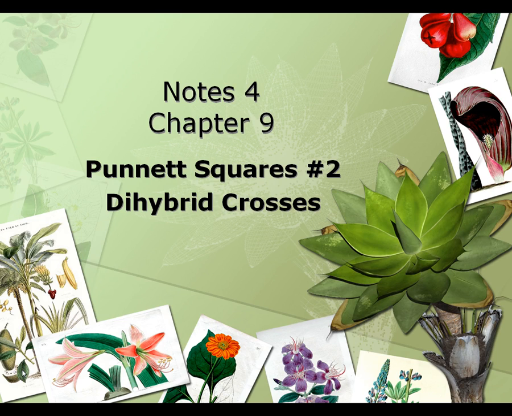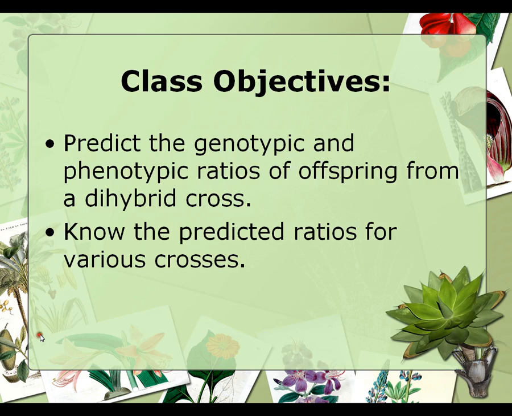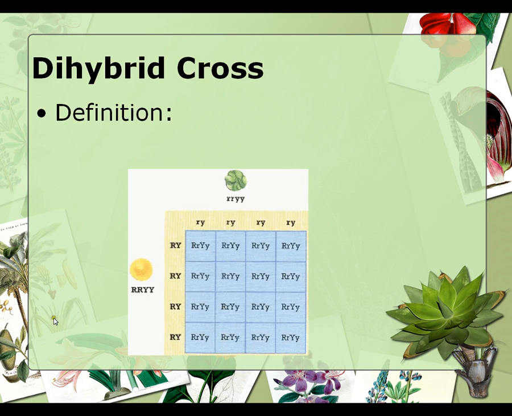These are the fourth set of notes in Chapter 9, Punnett squares with dihybrid crosses. By the end of these notes, you'll be able to predict the genotypic and phenotypic ratios of an offspring from a dihybrid cross. We'll do the predicted ratios of various crosses later.